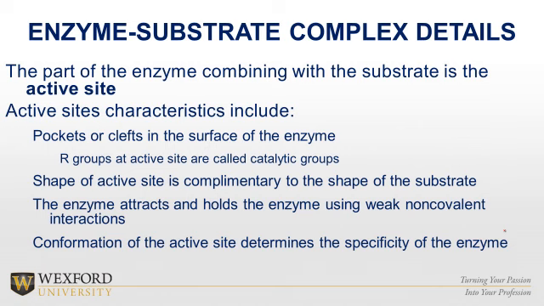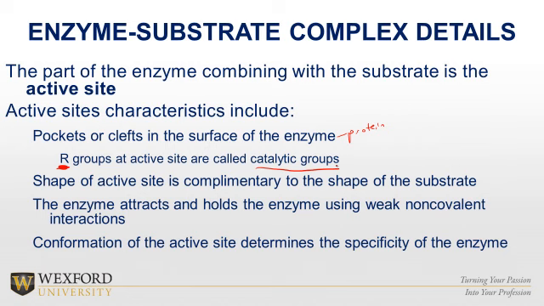So let's talk about that enzyme substrate complex just a little bit, specifically the active site. Once again, the enzyme substrate complex is at the active site. And what does that include? Pockets or clefts in the surface of the enzyme. So remember, this is typically a protein. 99.9% of the time this is a protein. So the R groups, remember those functional groups in the amino acids that make up the protein? The R groups of the active site are called catalytic groups, which makes sense because that's where they're going to grab hold of the substrate, bring them together and catalyze that reaction.